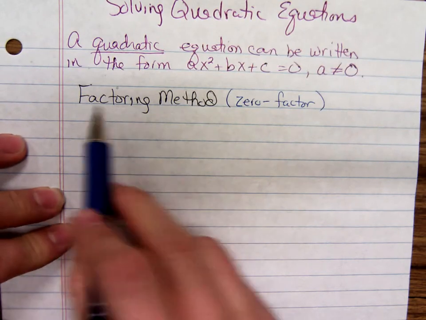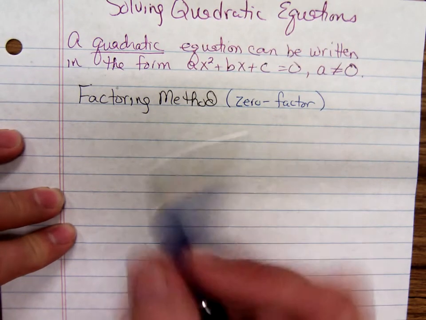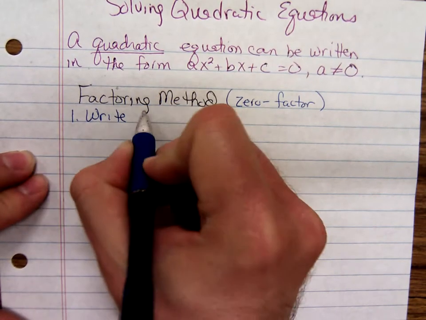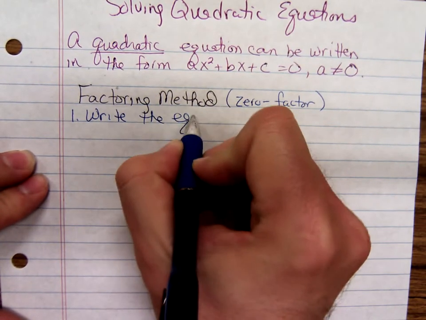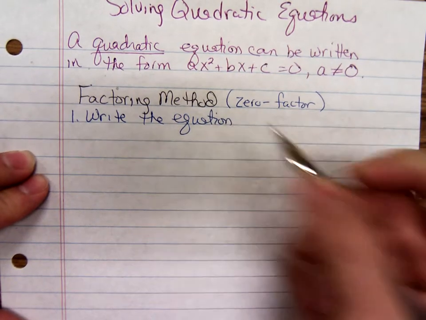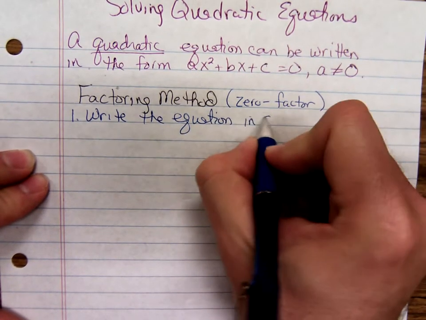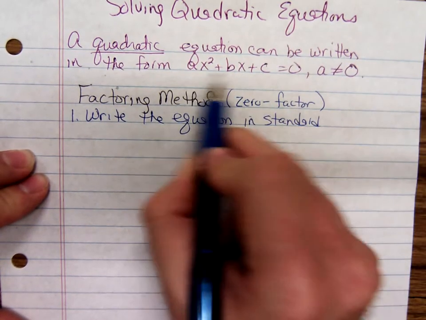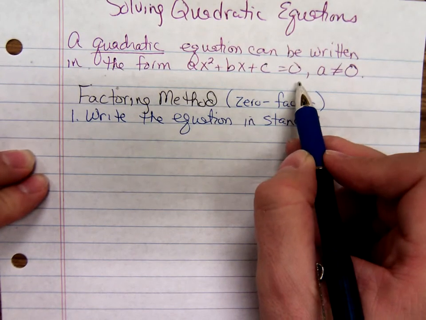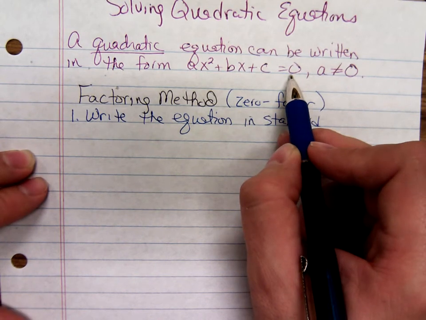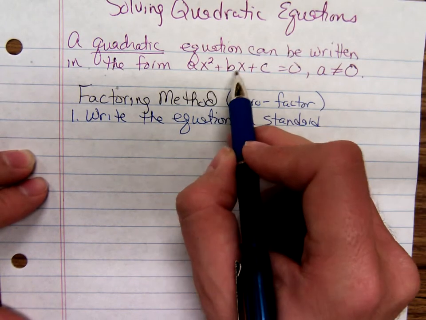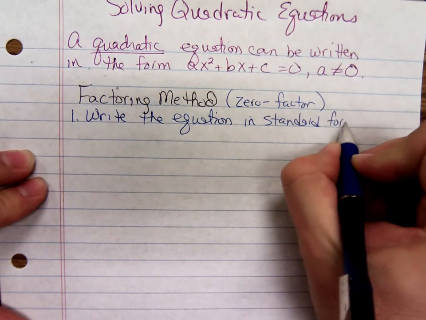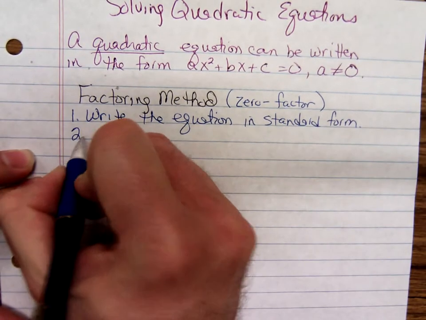So, if you're going to do the factoring method, you're first going to have to write the equation in standard form. And standard form is this: ax squared plus bx plus c equals 0. You should have a 0 on one side, and then the x squared, x, constant equals 0. Once you've done that, you'll factor.